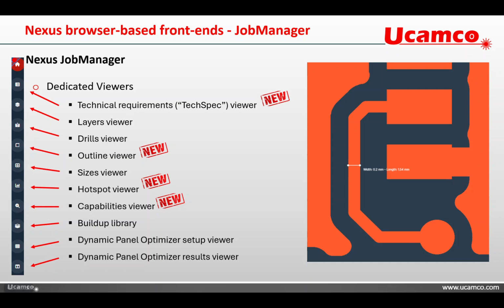So that means that this vertical bar on the left that you saw, with all these editors, in the case of JobAdjuster, they are real editors in the sense that you can go in there and modify something. In the case of Job Manager, they are basically viewers. Things that have been calculated in the backend, results from DPO or location information from the smallest copper width, whatnot. We will go through a number of these items in a minute.